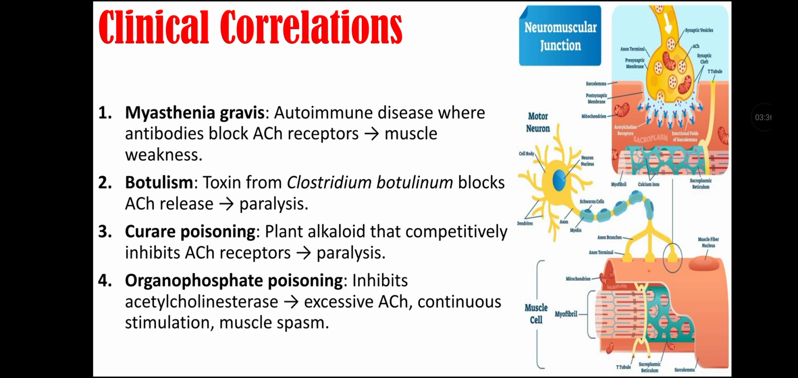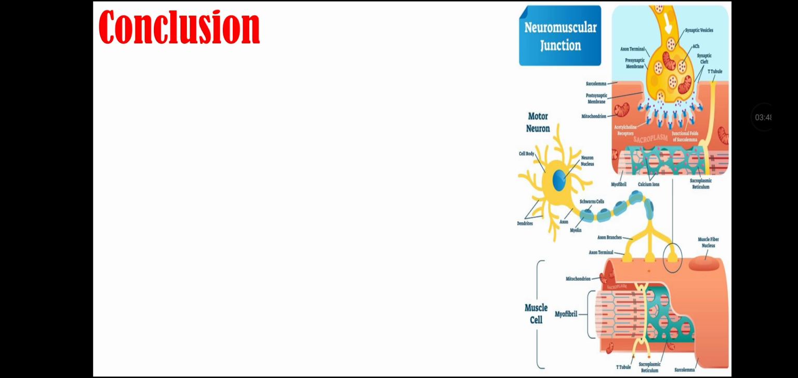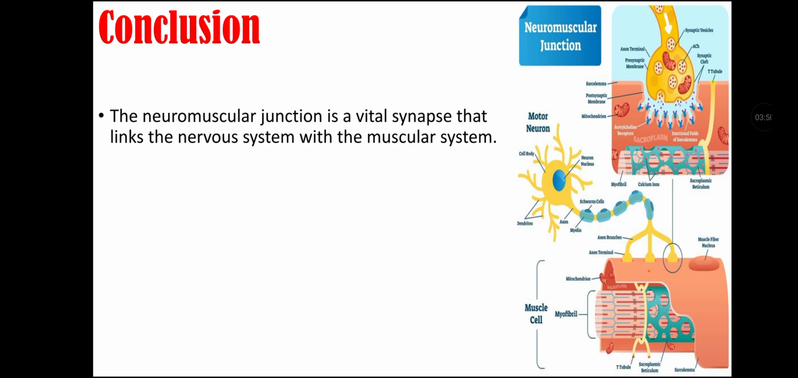Fourth is organophosphate poisoning, that is organophosphates inhibit acetylcholinesterase, which causes excessive acetylcholine that continues stimulating and causes muscle spasm. Conclusion of this lecture video.